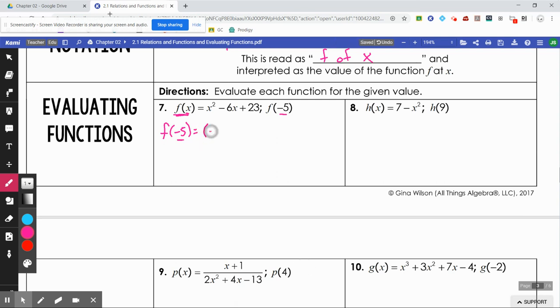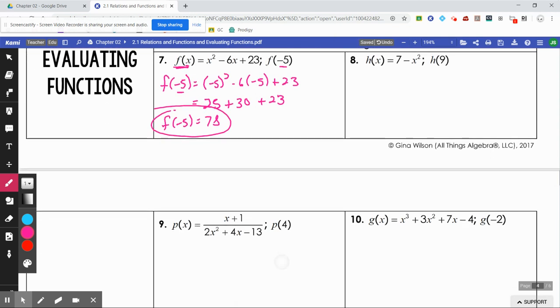Just plug in -5. So you now have (-5) squared minus 6 times -5 plus 23. Everywhere you have an x, just plug in -5. And that tells you what f of -5 is. (-5) squared is 25. -6 times -5 is a positive 30, plus 23. So therefore, f of -5 is equal to, that'd be 55 plus 23, which is 78. Another purpose of function notation is I can now see right here exactly what I plugged in and exactly what I got when I plugged it in. I can see my input and I can see my output. I can see my x and I can see my y all right there in the answer.